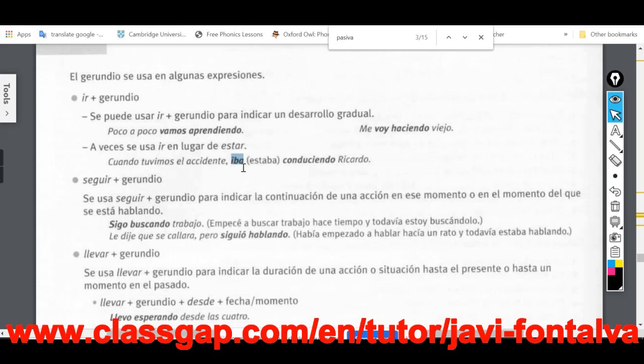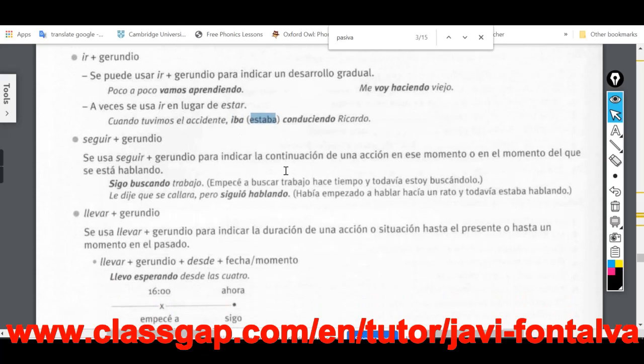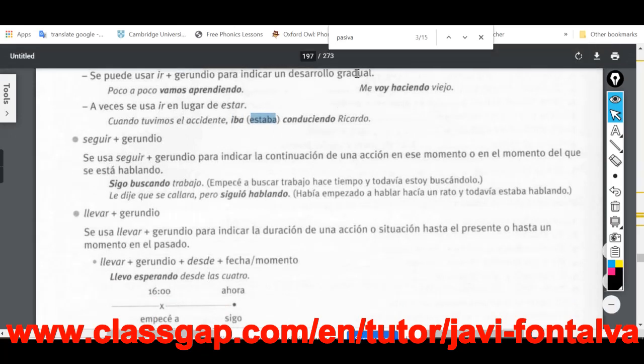And yeah, you could use it in any tense. You could use it in the past. Iba conduciendo. Cuando tuvimos el accidente, iba conduciendo Ricardo. O estaba conduciendo Ricardo. It's the same, pretty much. There's not a big difference between estoy comiendo and voy comiendo. The only difference is when you say ir, it's more of a gradual thing.